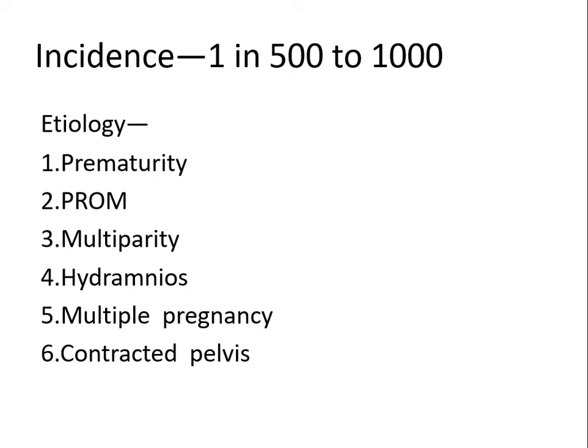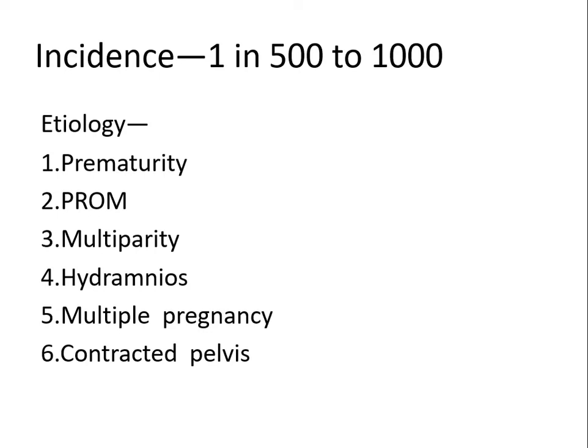Now, the incidence is about 1 in 500 or 1 in 1000 deliveries. What are the causes? I told you, wherever the presenting part is not fitting well, this can occur. In prematurity, where the fetus is small, fetal head is small, the pelvis is normal size, the brim of the pelvis is larger than the size of the fetal head. So there is more gap, and so along with the fetal head, the hand or the foot tries to come out, or wherever there is premature rupture of the membranes. Even before full dilatation, the membranes have ruptured, cervix is partially dilated, presenting part has not descended much, so there is a gap, and so the hand or foot comes out.